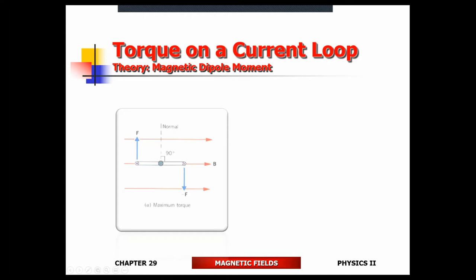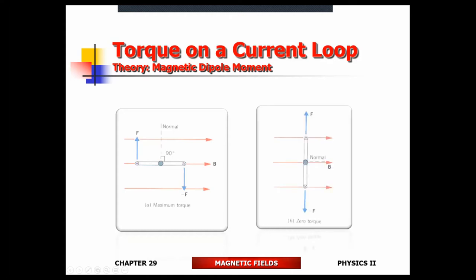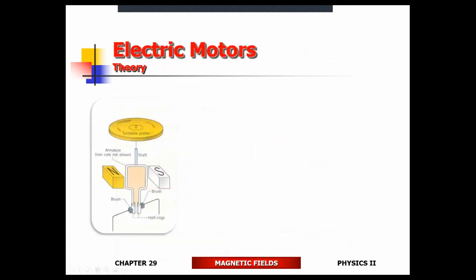So what do you expect? This thing is going to spin. It's going to experience a torque until its normal, or magnetic dipole moment, or the area vector is perfectly lined up with the direction of the external magnetic field. All right, that's it. That's what we're discussing.